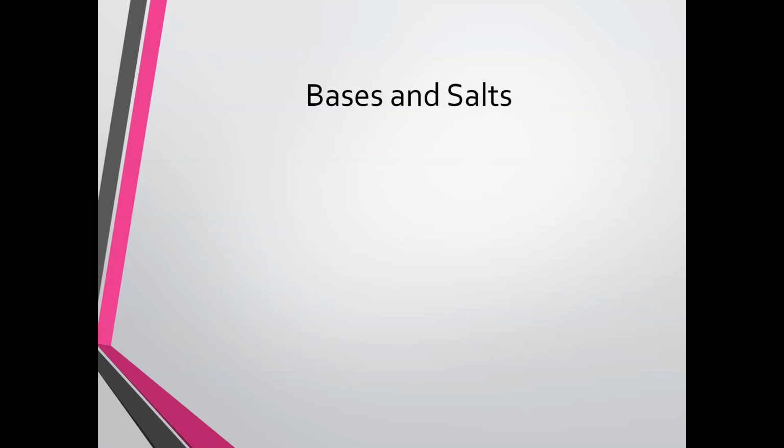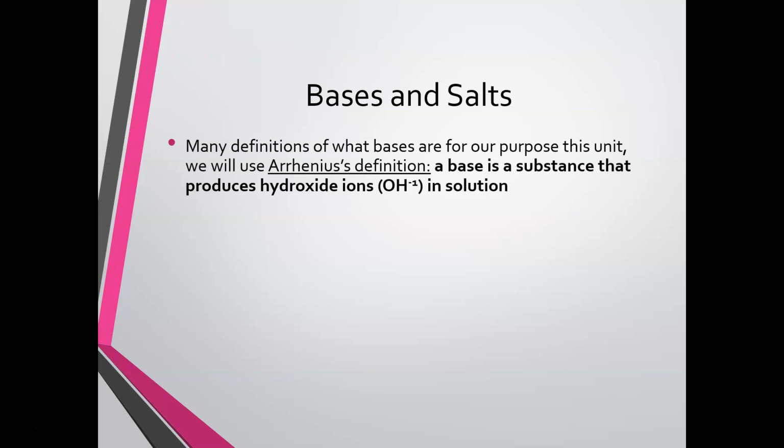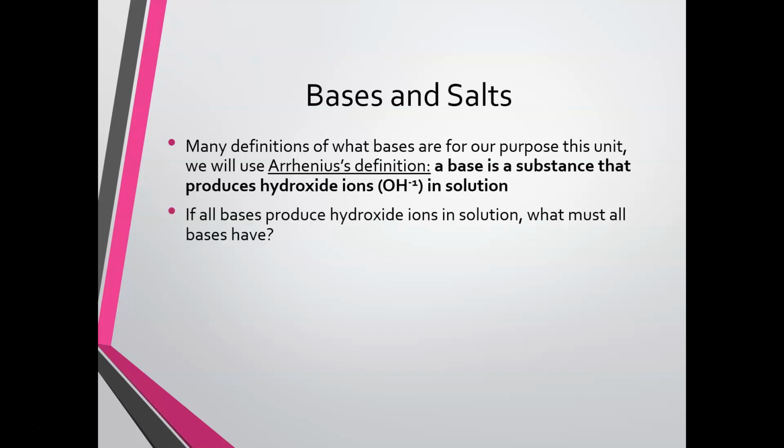The kind of opposite of acids are bases. Once again, there are many definitions of what bases are. For our purpose in this unit, we are also going to use Arrhenius's definition, in which he stated that a base is a substance that produces hydroxide ions, that polyatomic ion OH-, in solution. So if all bases produce hydroxide ions in solution, what must all bases have? Duh, hydroxide.